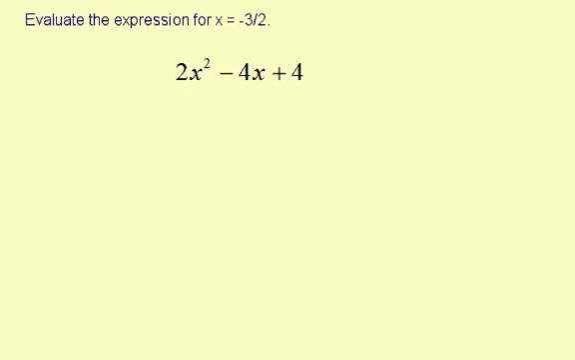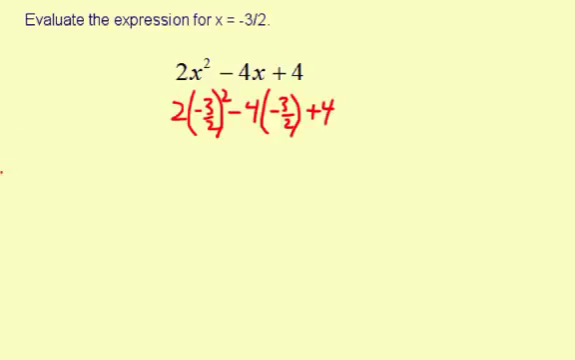Evaluate the expression for x equals negative 3 halves. So what I'm going to do is substitute negative 3 halves in for x, and then go ahead and simplify using order of operations. So 2 times negative 3 halves in for x, squared, minus 4 times negative 3 halves here for x also, plus 4.